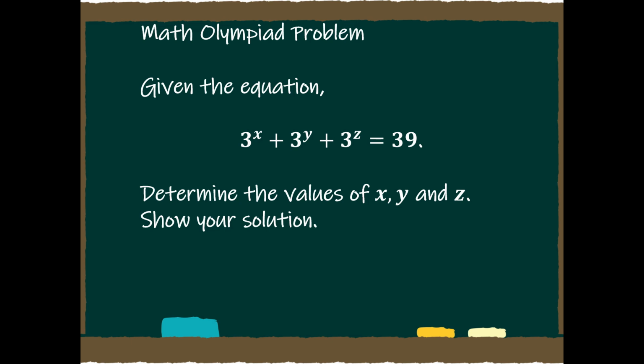Now, what we have is a math Olympiad problem. We are given this equation: 3 raised to x plus 3 raised to y plus 3 raised to z equals 39. And again, our goal here is to determine the values of x, y, and z.